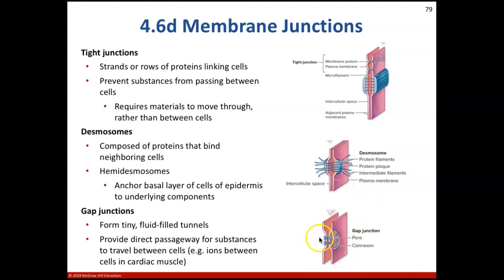And lastly, we have our gap junction. These are going to form tiny fluid-filled tunnels. You can kind of see this tiny tunnel over here, and they provide a direct passage for substances to travel between 2 different cells. So this would be like cell 1 over here, this would be cell 2 over here, and an ion would pass from cell 1 through the tunnel to cell 2. This would be really important in the cardiac muscle, where we need those ions to travel in between the muscle cells to cause contraction.